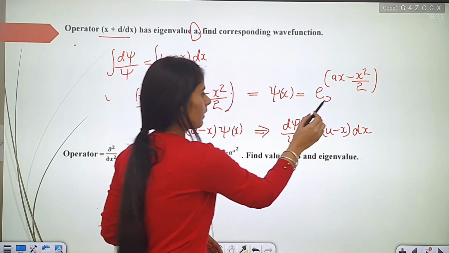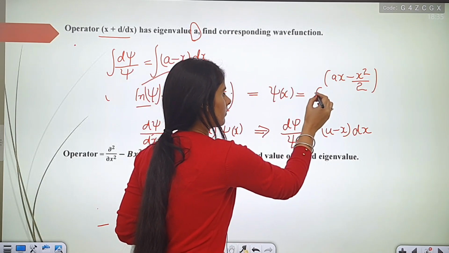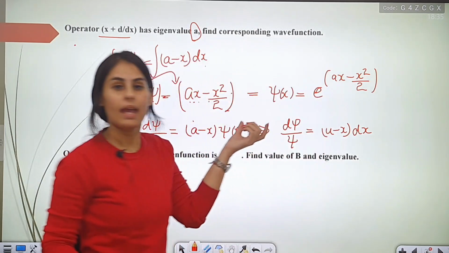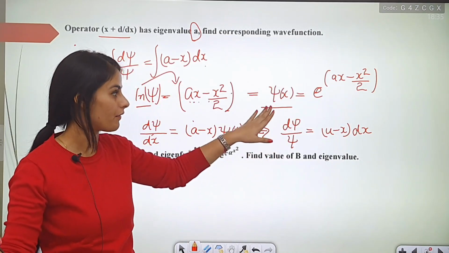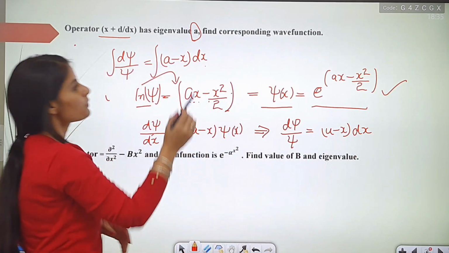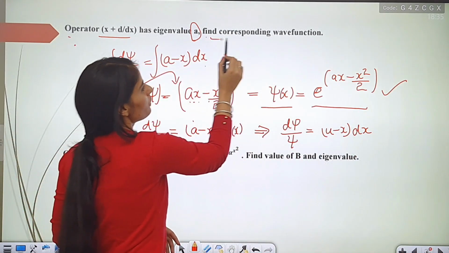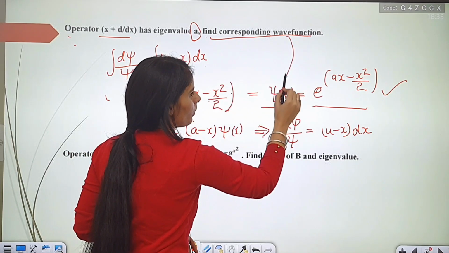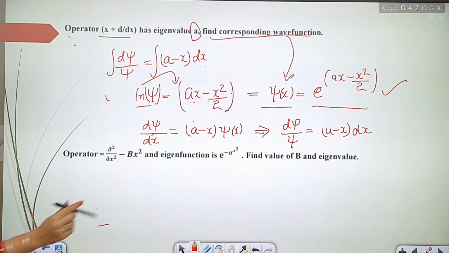So here, as we can observe, psi of x is a wave function of x and its value is this. And this was the question that was asked: the operator has this eigenvalue, find the corresponding wave function. Okay, let's move to the next part.